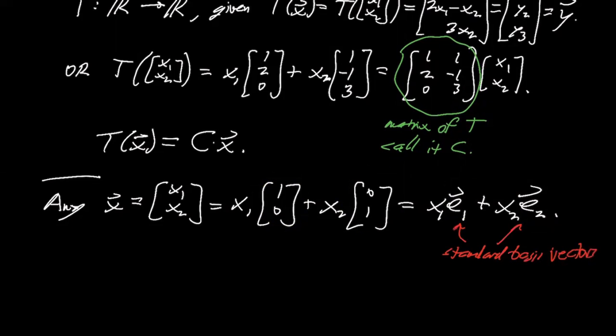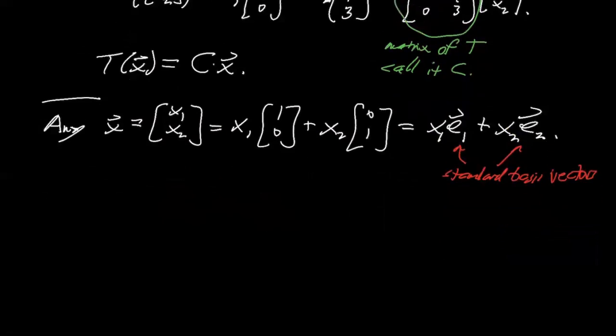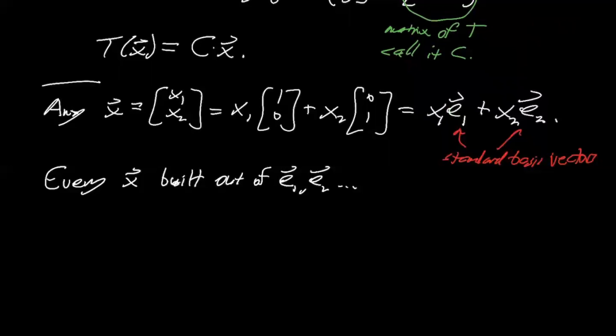Okay, and so maybe this is not a great motivation, but it makes me think, what happens when we apply T to E1 and to E2, right? So, if every X is built out of E1 and E2, then it might be interesting to think about what is T of E1, what is T of E2. So let me write that down. Every X is a linear combination of E1 and E2. So then, what are T of E1 and T of E2? Because that might help us think about what T of X is in general.